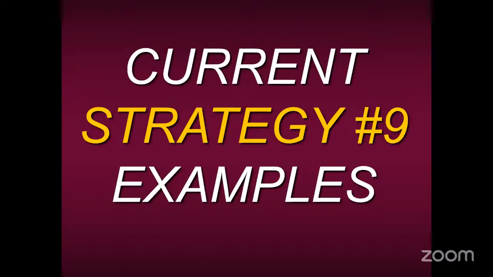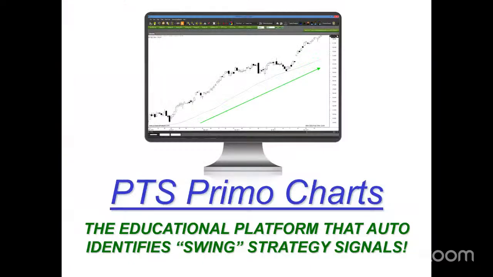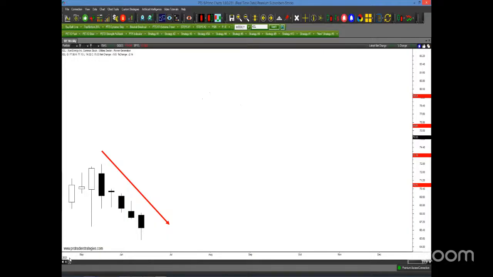Okay, so let's look at some current strategy number 9 examples and walk you through the process of how you would apply it, and especially how you would apply it using the PTS Primo charting platform. It makes swing trading simple. We developed it that way so that it auto-identifies these swing signals for you automatically so that you can focus on where you want to exit, where you want to place your stop, and different points of entry. And remember, we're going to be looking at weekly charts because, as I said earlier, this is where you get a lot of the really nice swing movements, okay? All right, so let's start out looking at this chart.